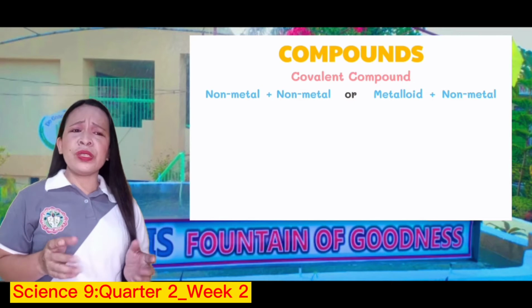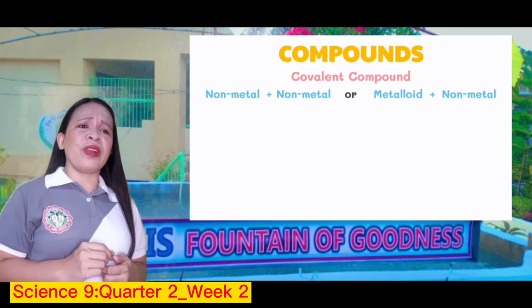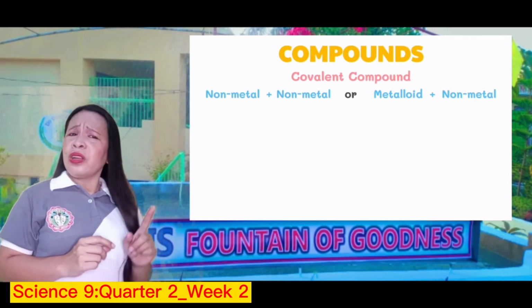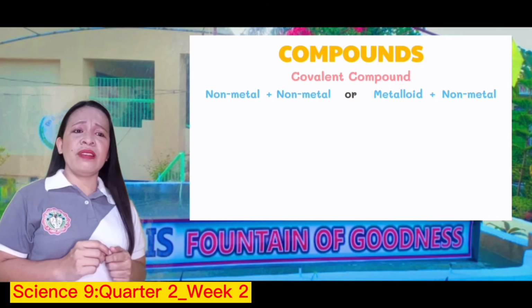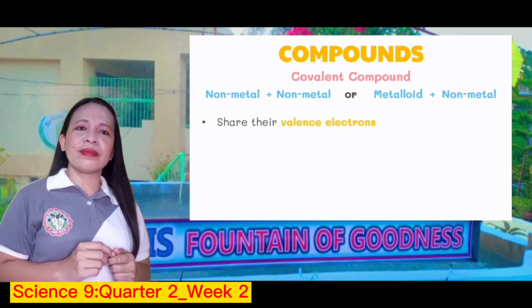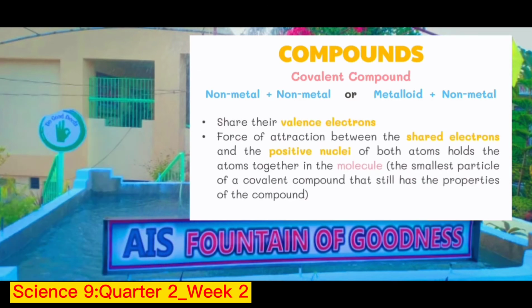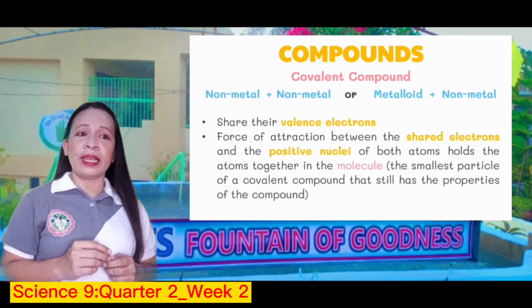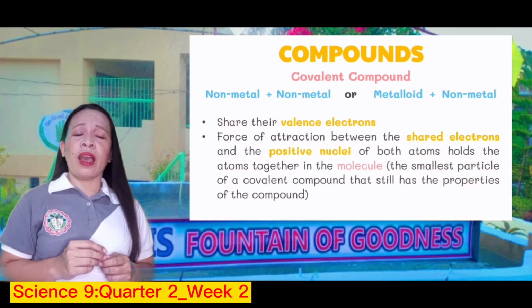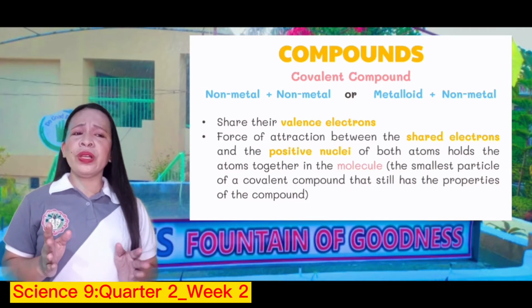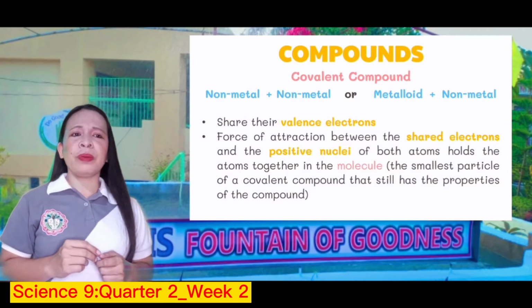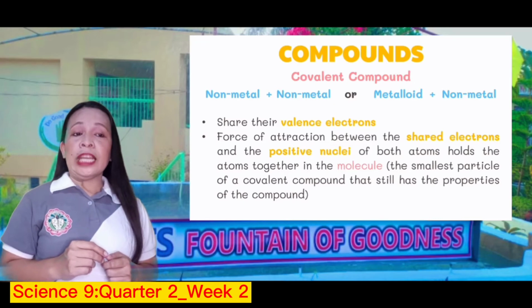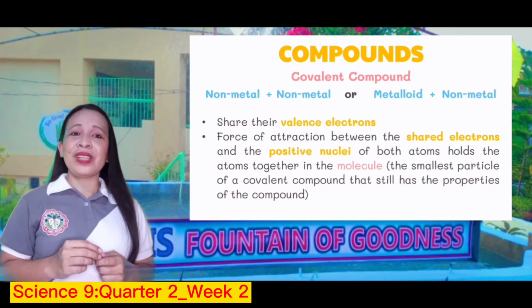Unlike ionic bonds, where electrons transfer from one atom to another, covalent bonds share their valence electrons. The force of attraction between the shared electrons and the positive nuclei of both atoms holds the atoms together in a molecule, which is the smallest particle of a covalent compound that still has the properties of the compound.